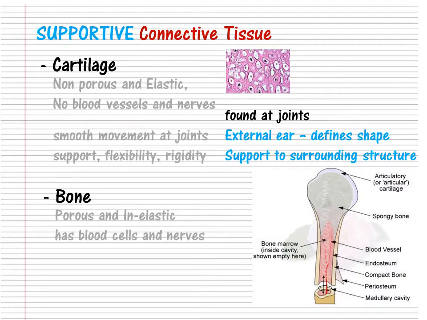Bone is also a tissue, surprising. It is porous and inelastic and has blood cells and nerves. So for example, typically we know bone as this outer part, which is the compact bone, but bone is also comprised of this bone marrow here. There is the spongy bone, and these are cartilage tissues which help in smooth movement between two bones.